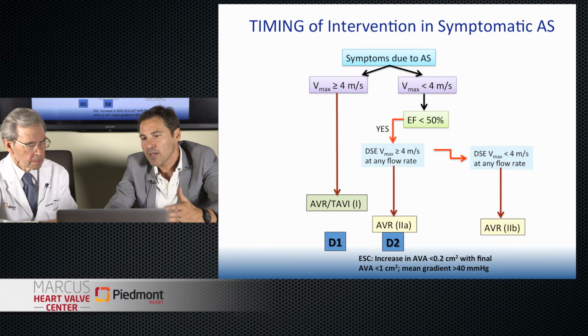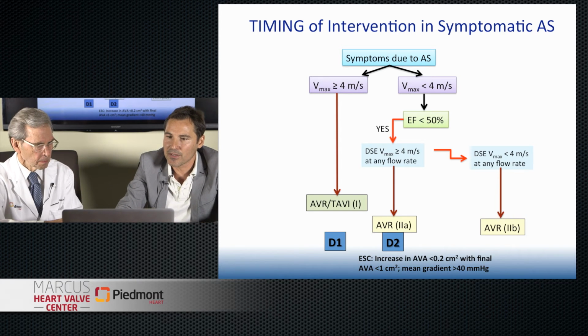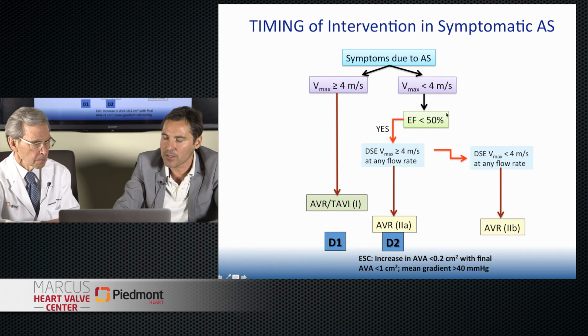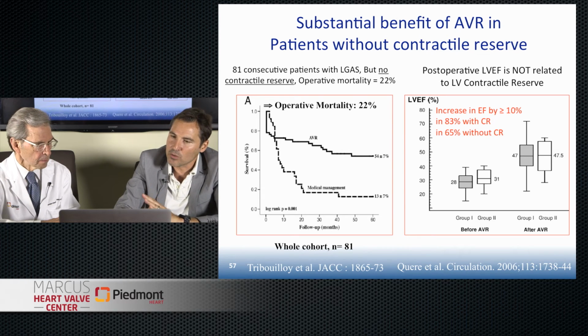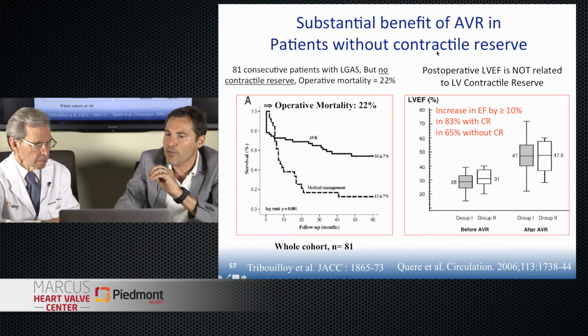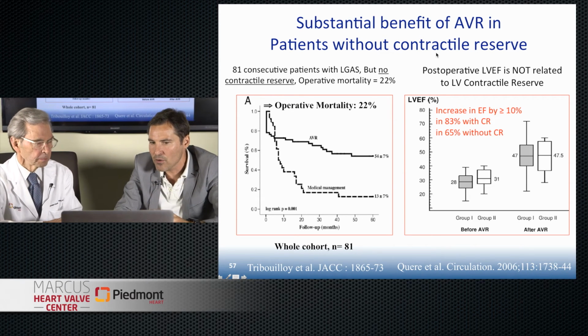Good. So these are always the same, with the same aspect regarding the symptoms related to AS, the stratification according to the severity, the left ventricular ejection fraction, and you can use the dobutamine to evaluate if the stenosis is severe or not. Right. But what is important, if you don't have any contractile reserve, and this is a mistake to call this contractile reserve. This is a flow reserve. Correct. It was called contractile reserve, but it's a flow reserve.